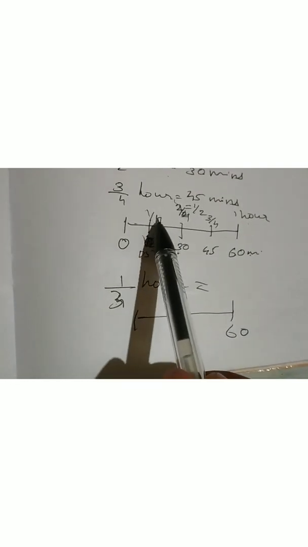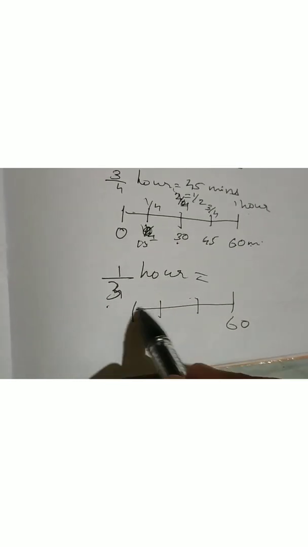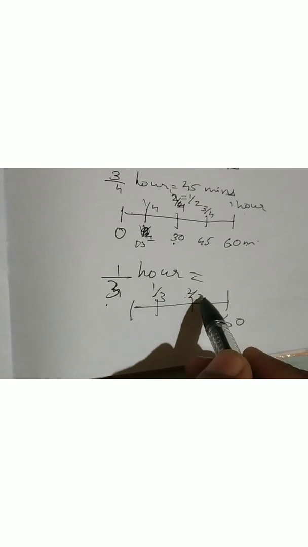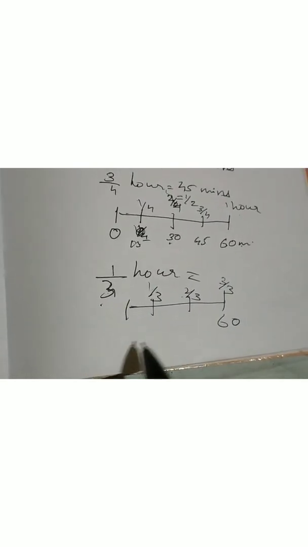Then if the denominator is 4, we have to divide this into 4 equal parts. Now the denominator is 3. So we have to divide this into 3 equal parts. So here will be 1 on 3. Here will be 2 on 3. 3 on 3. 3 on 3 means that it is complete. Okay.